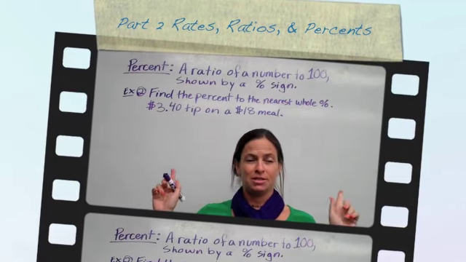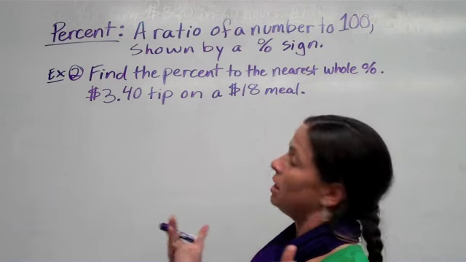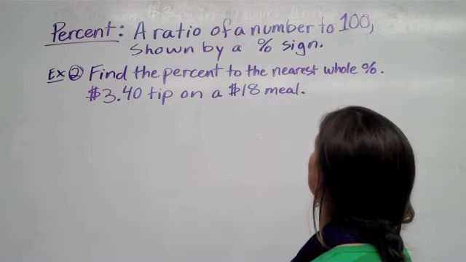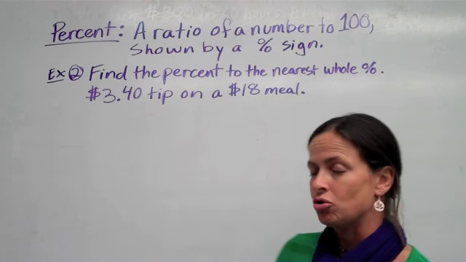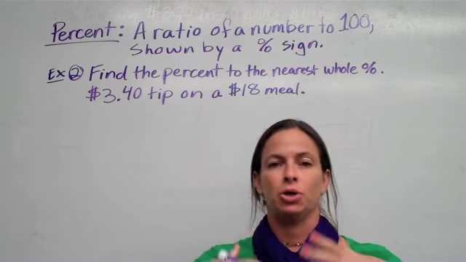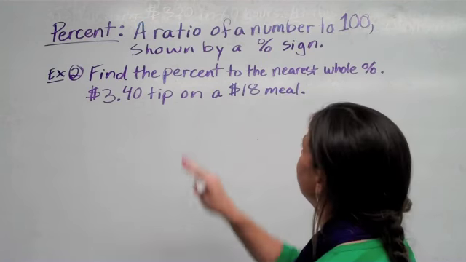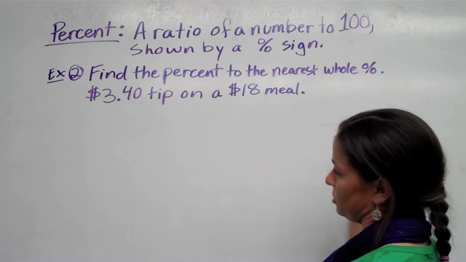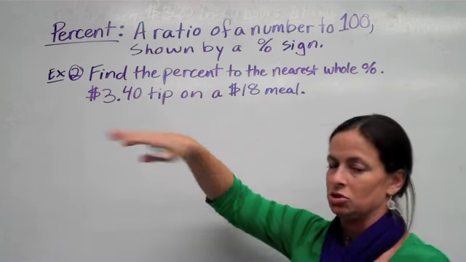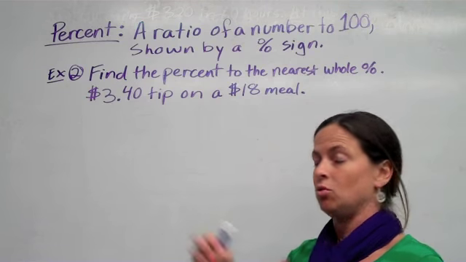Vocab word: percent. I know you've heard of it before. It's defined as a ratio of a number to 100 shown by a percent sign. We know percent means per 100. So example number 2 is find the percent to the nearest whole percent. So if it's a decimal point, just round off to the nearest whole.